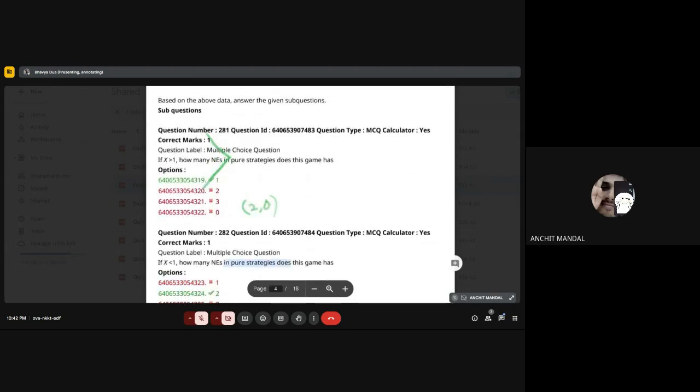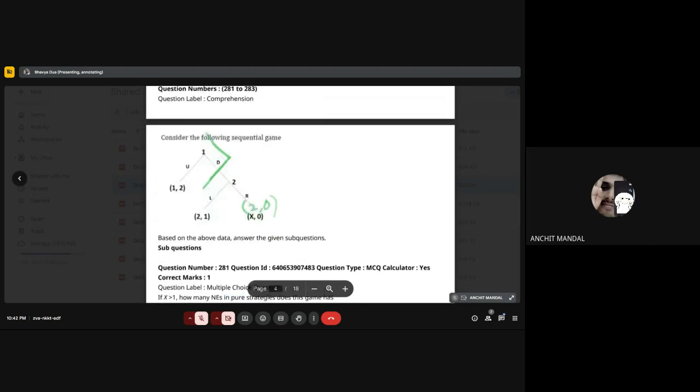If x is less than 1, how many Nash equilibria in pure strategy does this game have? Okay, less than one. So it'll be zero. So here, in fact, let's take negative 1 and 0. I would still say you would have only one, right? There is no other Nash strategy. I would still go with D, comma L.